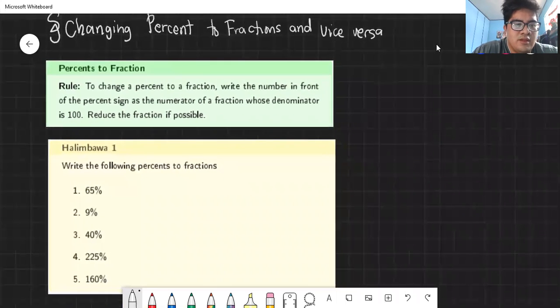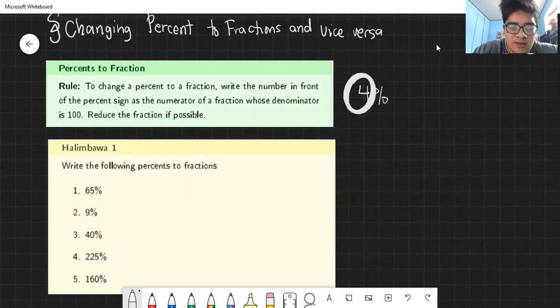Now, una, percents to fraction. This is the rule. Ito na yung rule niya. To change a percent to a fraction, write the number in front of the percent sign. Kung ano yung number, halimbawa 4%, write this number 4 as a numerator of a fraction whose denominator is 100, and reduce the fraction as much as possible.